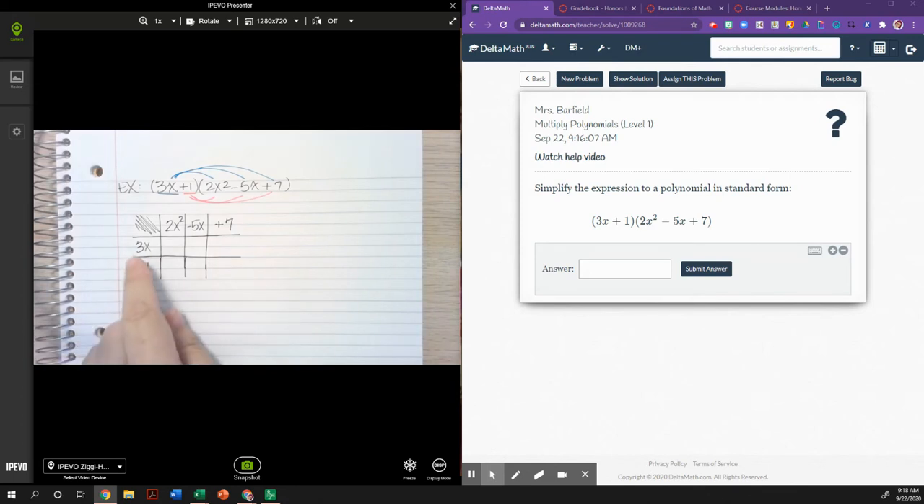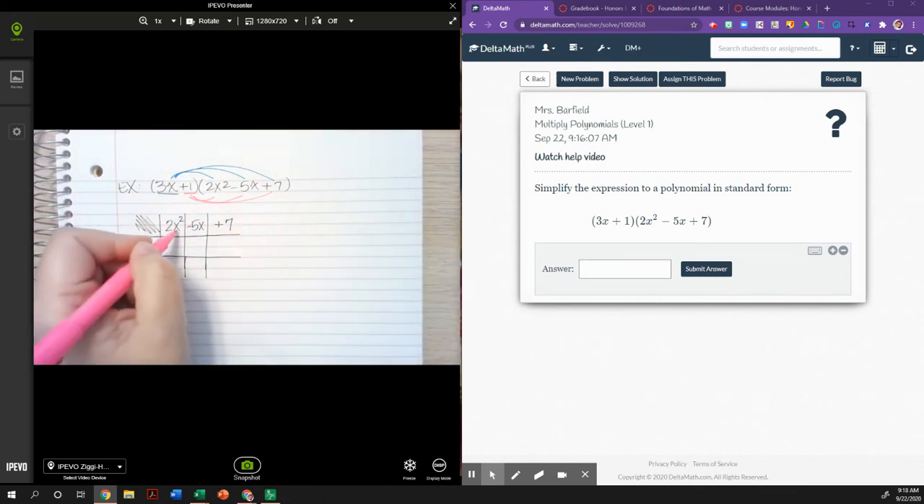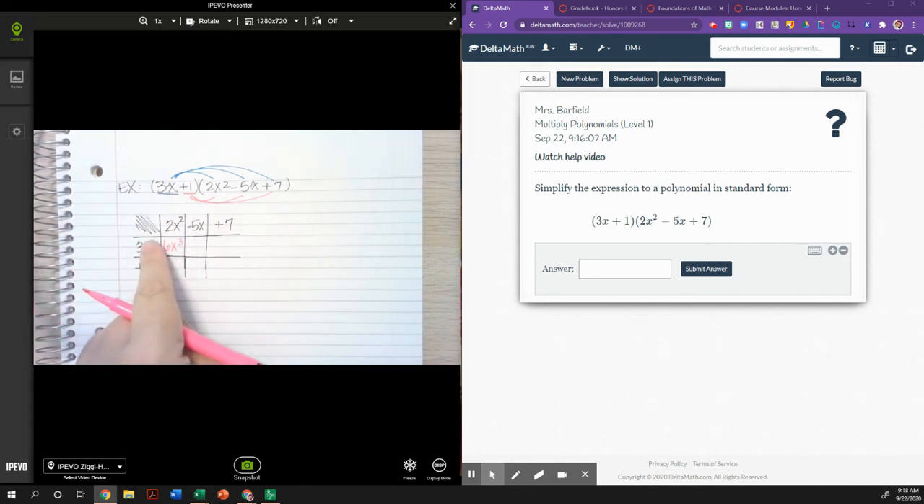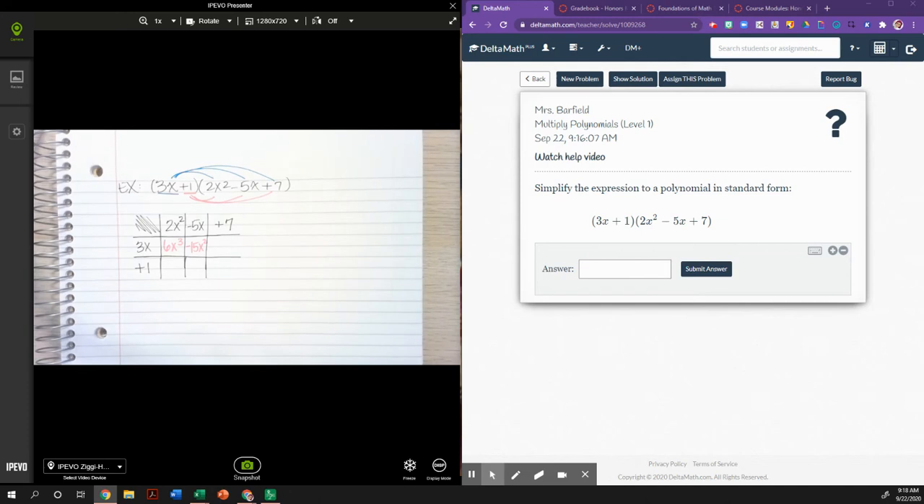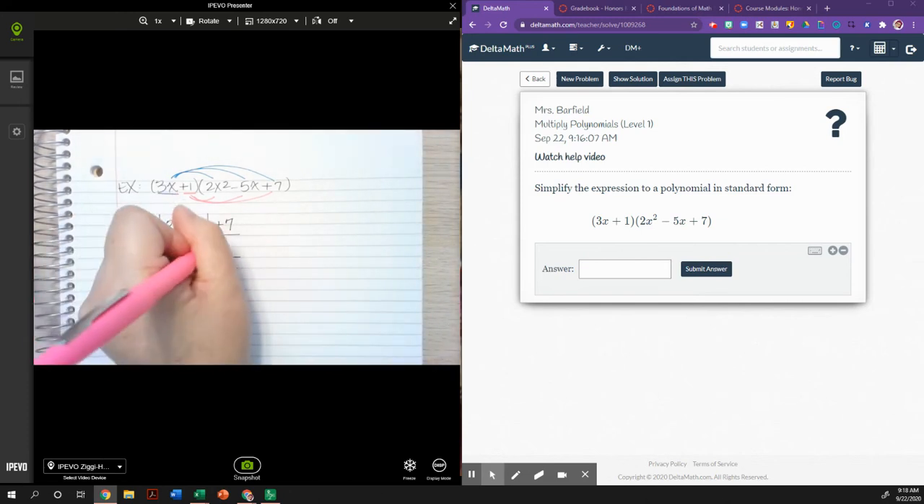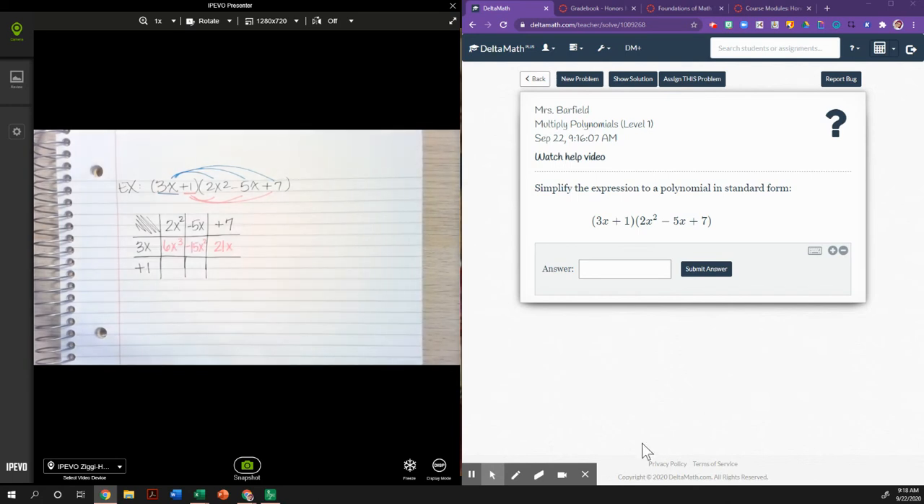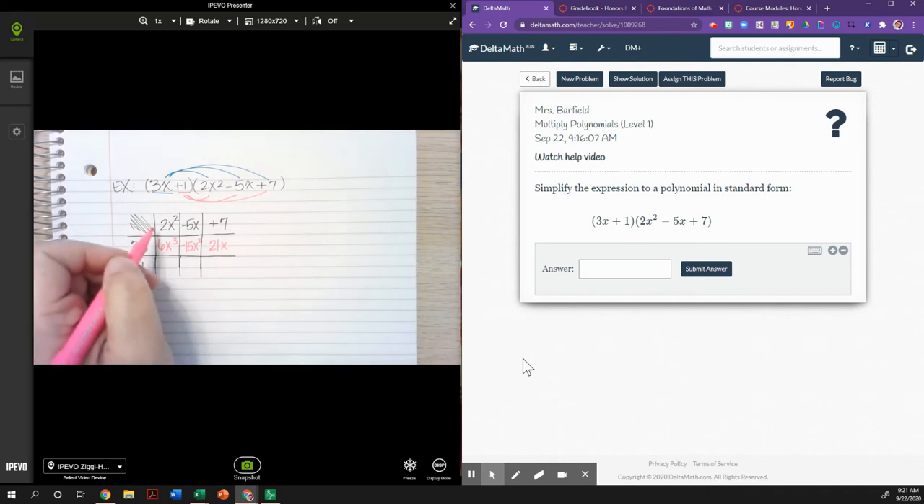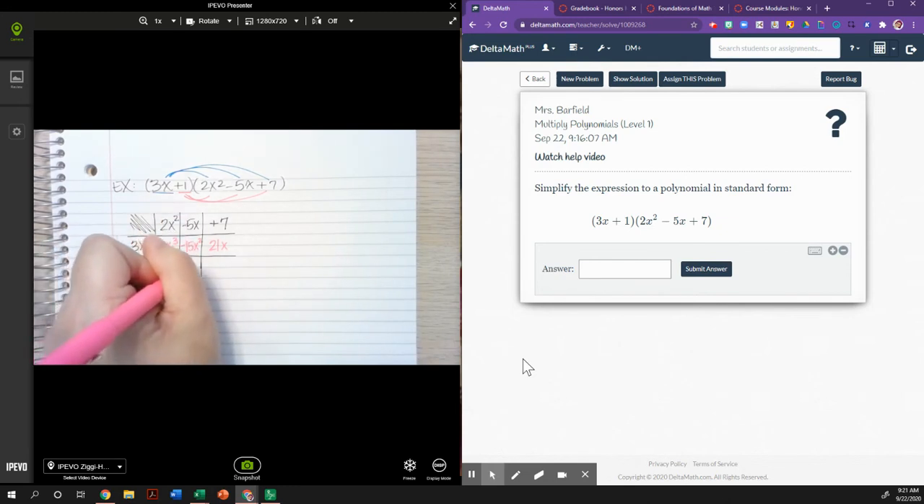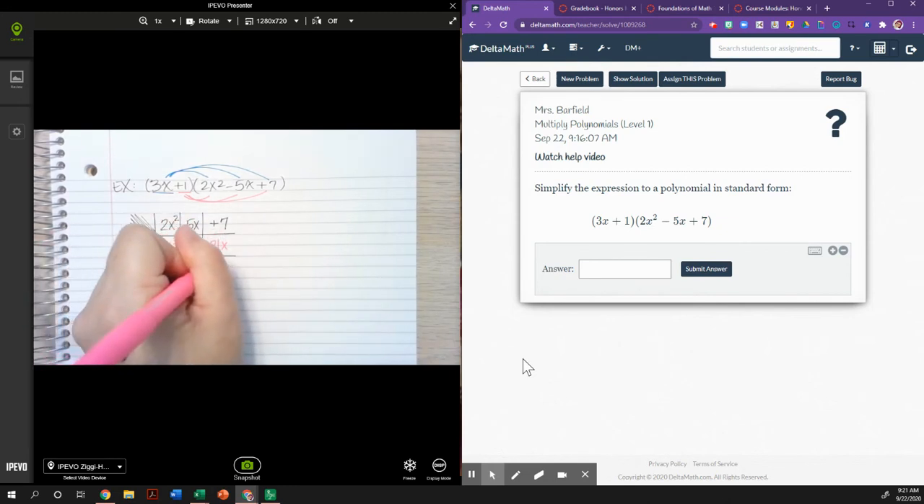So now I'm going to multiply. So 3x times 2x squared, well, that is 6x to the third, because 1 plus 2 gives me 3. So you've got to be very careful on adding your exponents. 3x times negative 5x is negative 15x squared, and 3x times 7 is 21x. All right, so now I'm going to take 1 times 2x squared, so that's just 2x squared. 1 times negative 5 is negative 5x. 1 times 7 is 7.